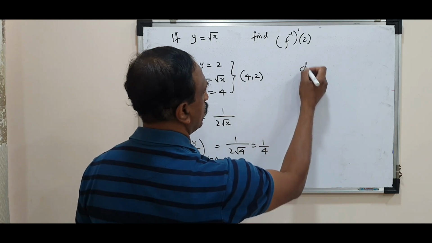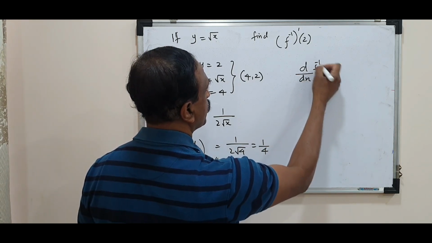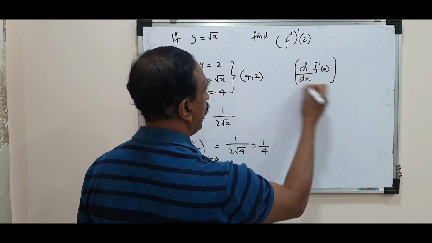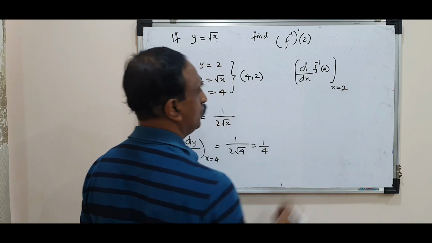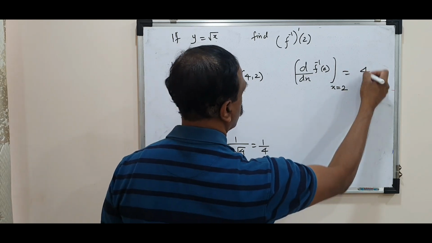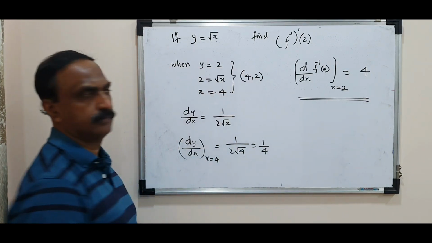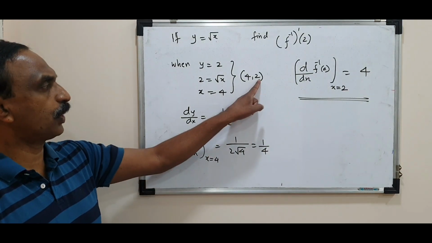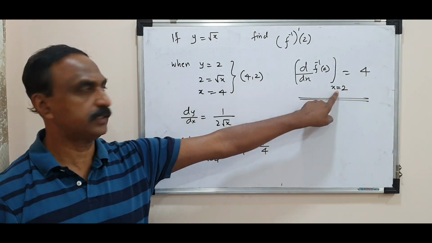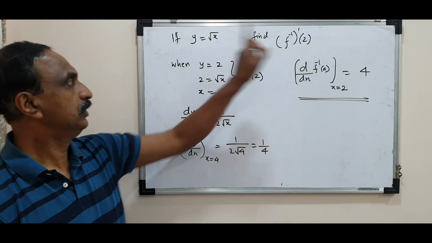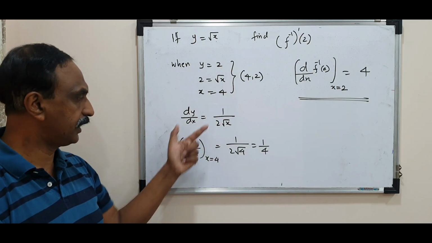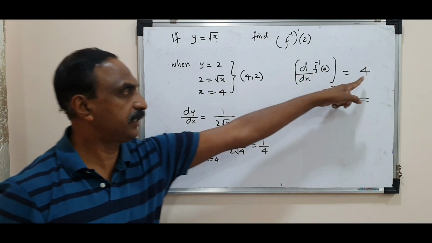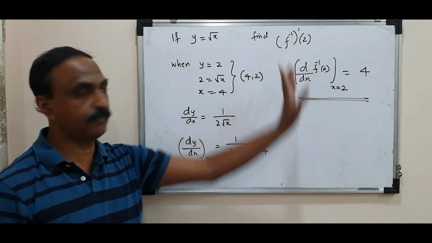So derivative of the inverse function at x equal to how much? Not 4. At x equal to 2 will be 4. That is my answer. So first you need to know the coordinate. So how to calculate the derivative at 2? You will put y as 2, get the x coordinate, use that x coordinate and get the derivative of the function. Take the reciprocal of this value, you will get the derivative at 2.